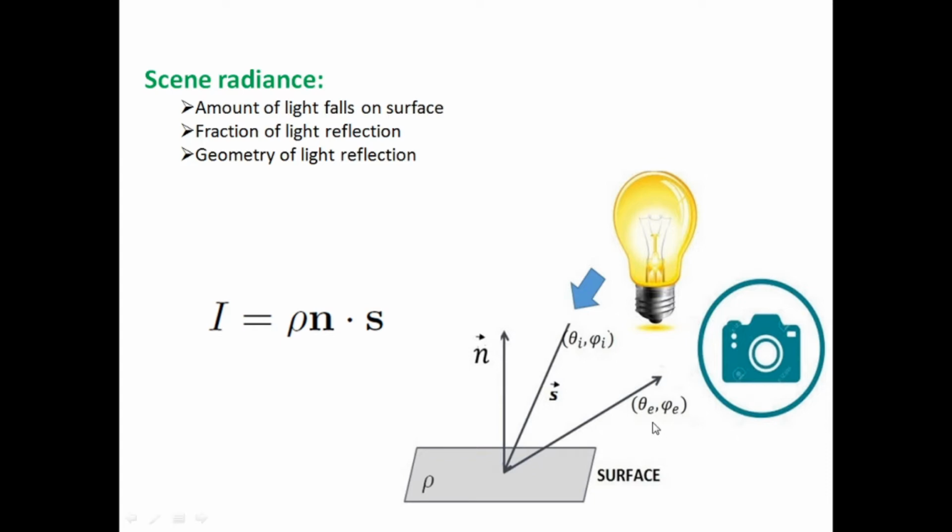Also, the seen radiance depends on the geometry of light reflection. That means from where your light is being reflected. So we need to consider here the shape of the source and also the viewpoint from where I am viewing this point.